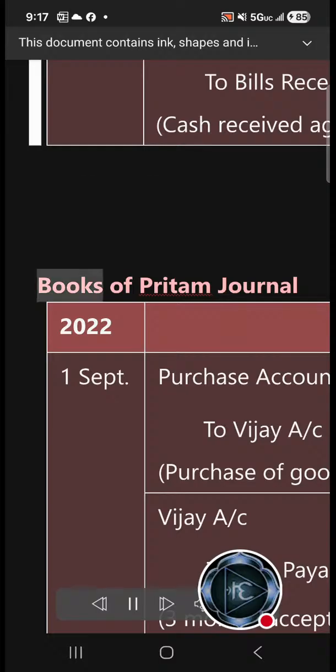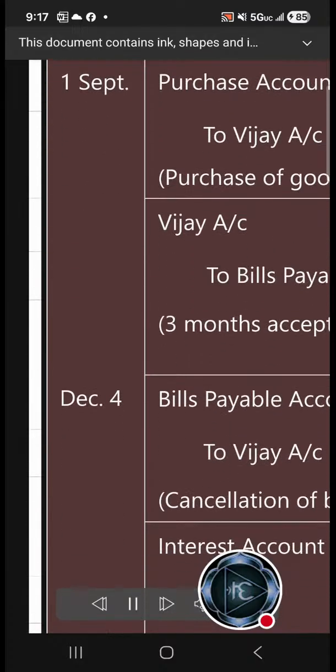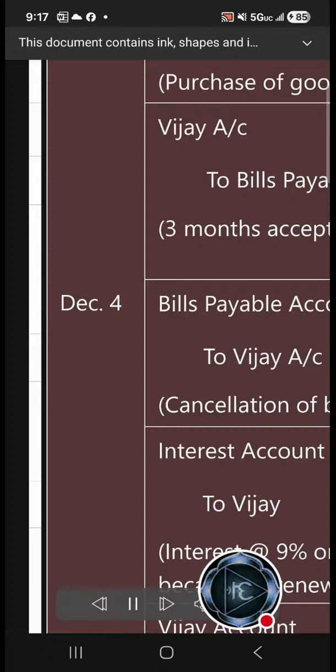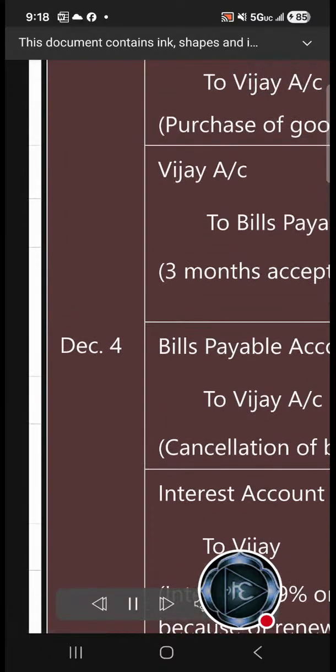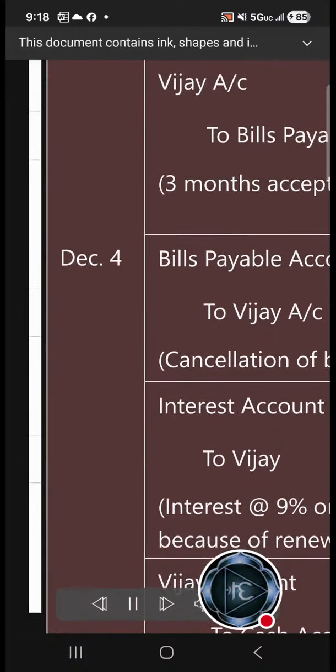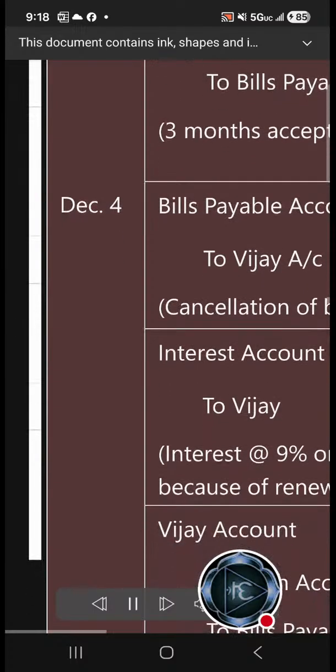Books of Freedom Journal. 2022. September 1st. Purchase account. Doctor. 106,000. To VJ A/C. Purchase of goods from VJ as per invoice now. 106,000. VJ A/C. Doctor. 106,000. To bills payables account.